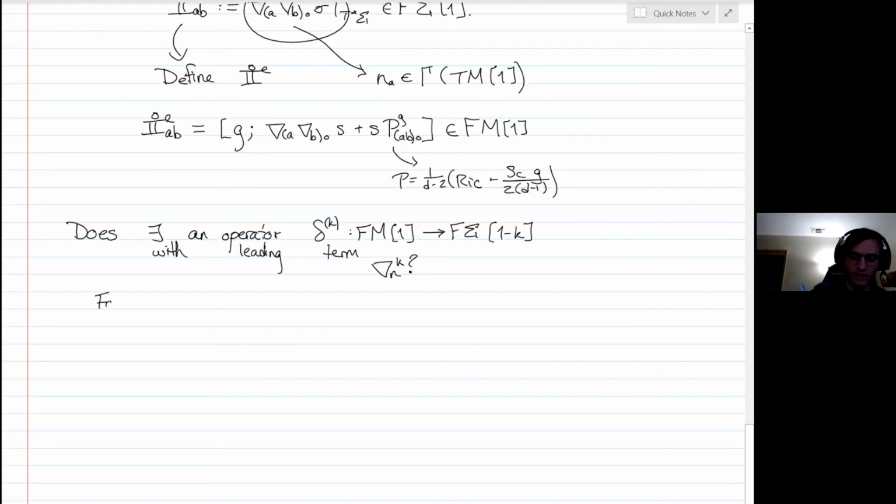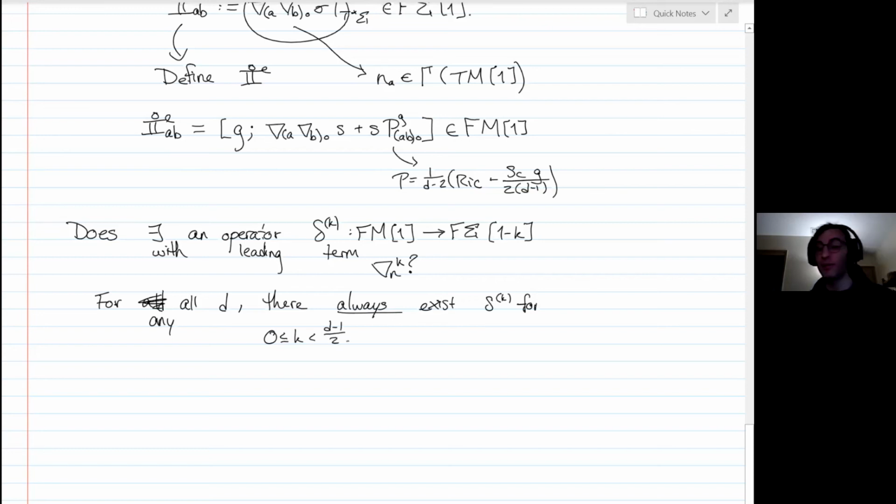So for all dimensions d, there always exists operators delta k for any k between 0 and d minus 1 over 2. So you can go about halfway up the dimension before you run into trouble. It just happens to be that way.